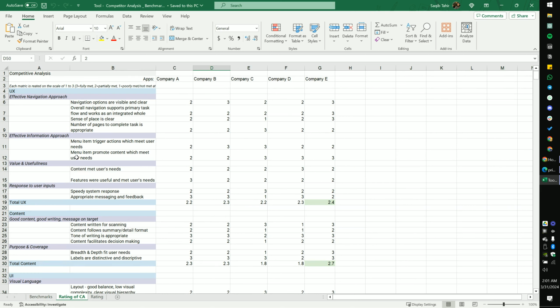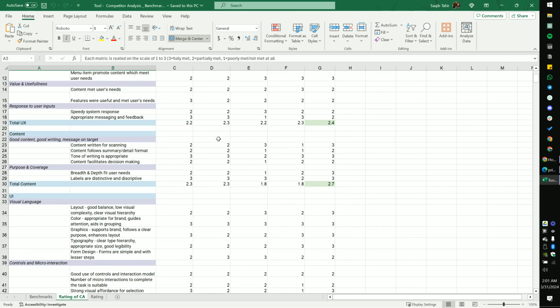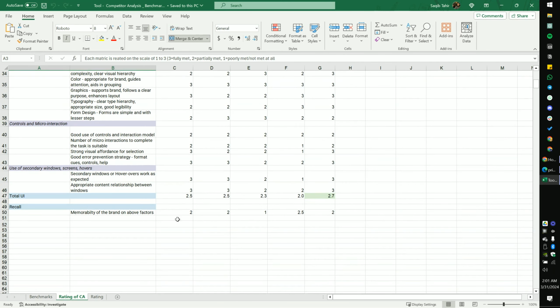You have your parameters analysis on the left-hand side, and then you go by scoring all the different parameters as to how well the company does. So you can have a scale of 1 to 3, 1 to 5, whatever works best for you. Once you do all that, you average out the different values, and then it's up to you how you want to present the information, right?